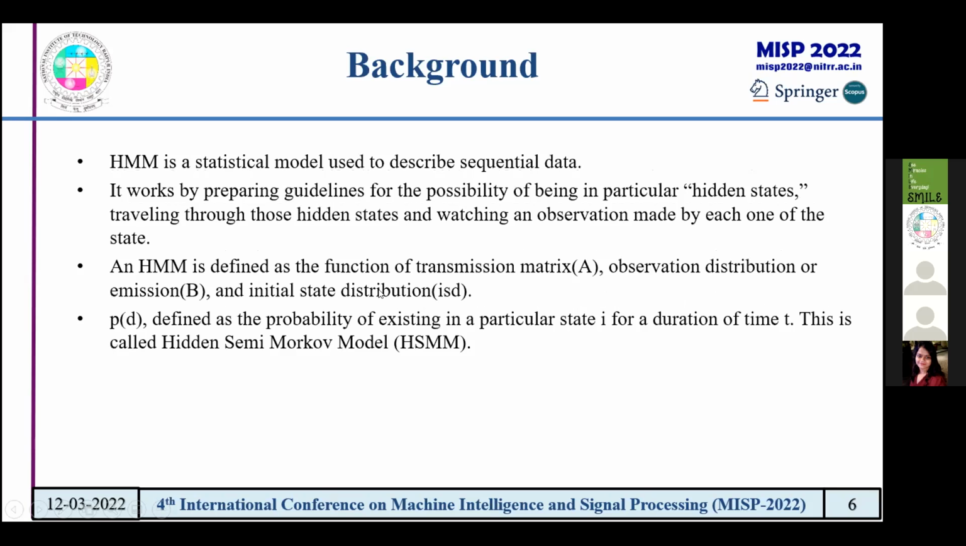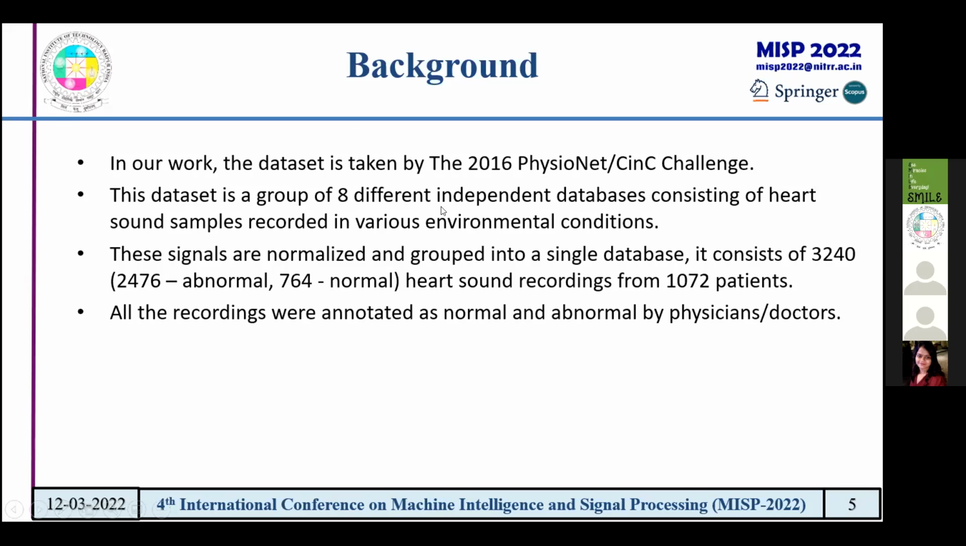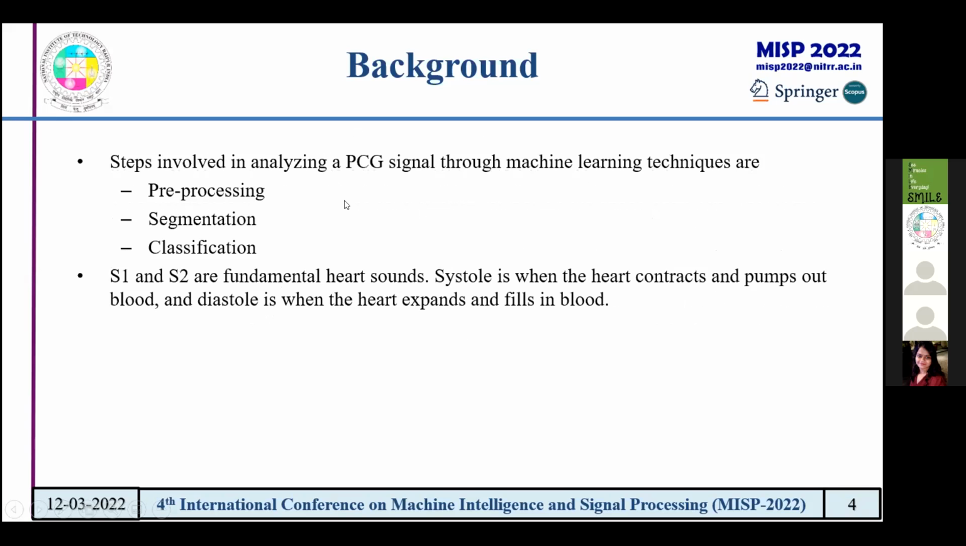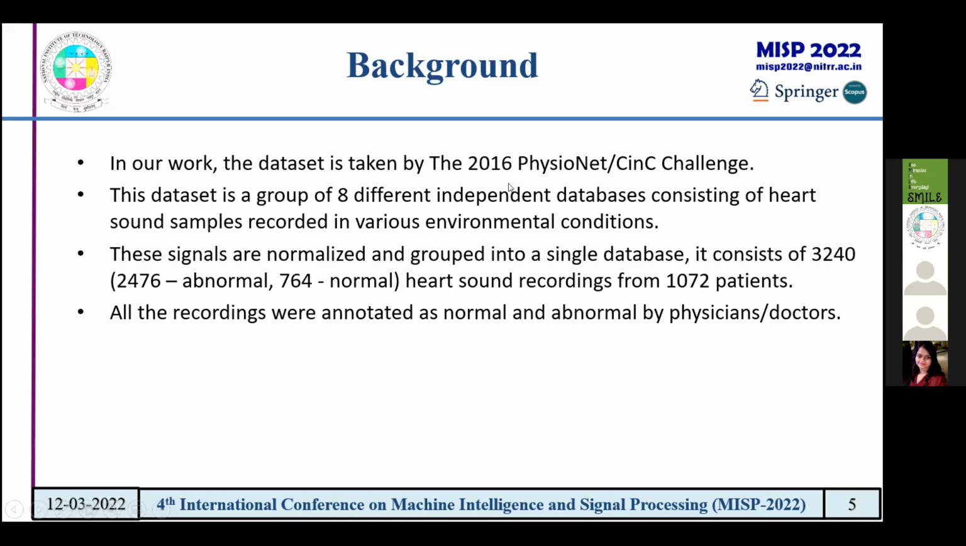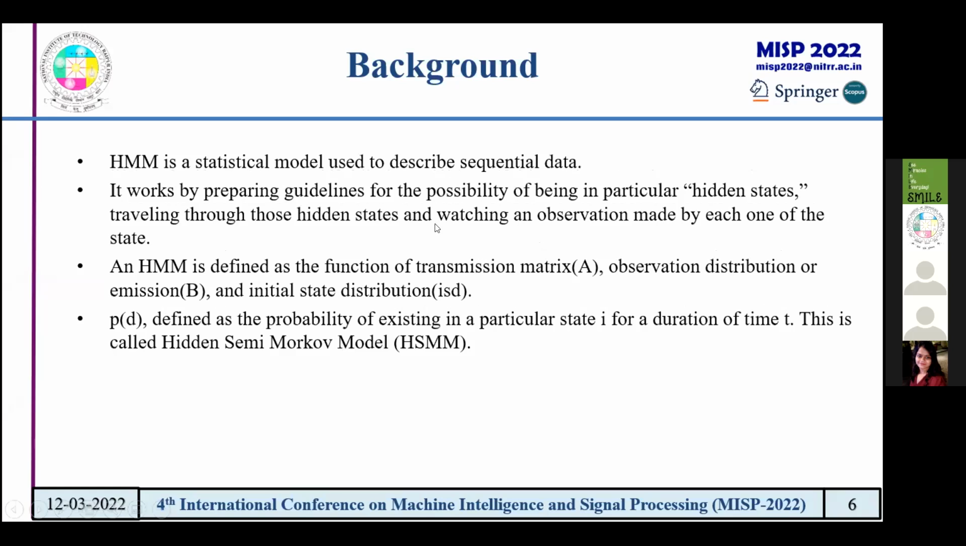So yeah, coming to the segment, the pre-processing step that I discussed is already done, and the data set was given. Pre-processing is already done by the time the data is available to me. So now we move to the segmentation which I used.